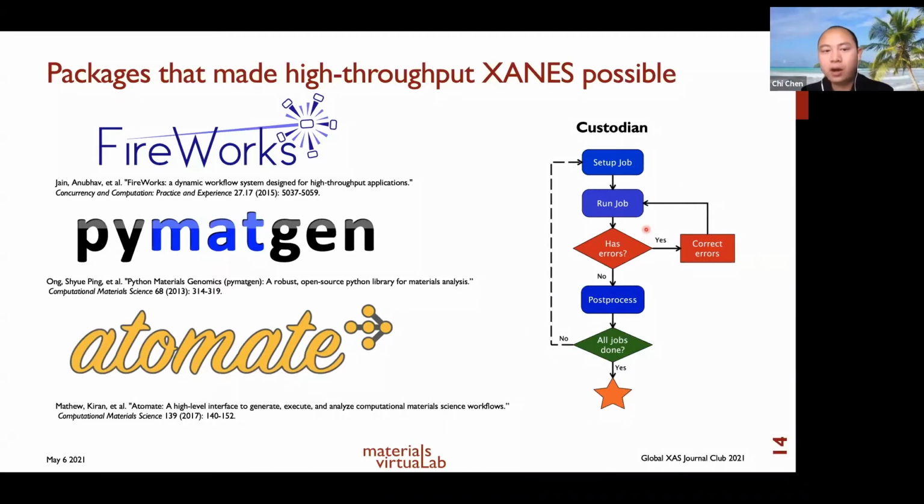We also have something called Custodian. Custodian is a package that is able to automatically correct the errors from your simulations. For example, when your calculation does not converge, you have to manually change your input file and then rerun the simulation, right? That's what Custodian does automatically. Basically, it will detect the error category, correct your input files automatically, and rerun the job for you.